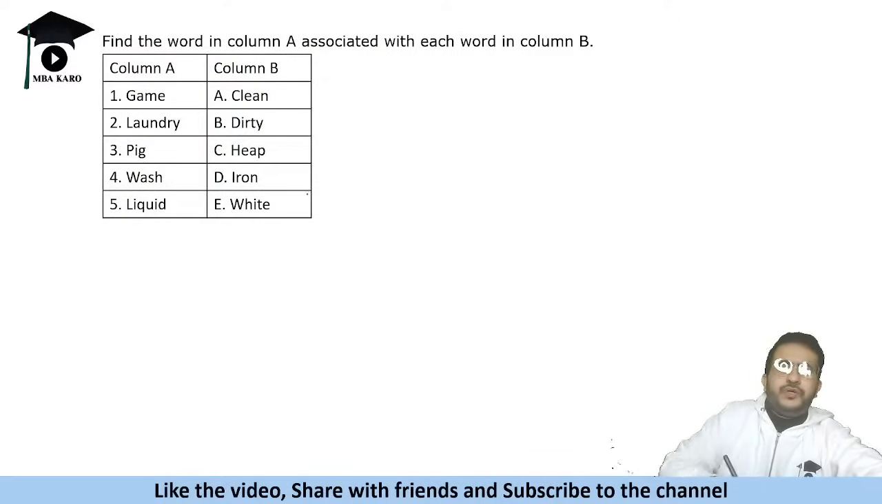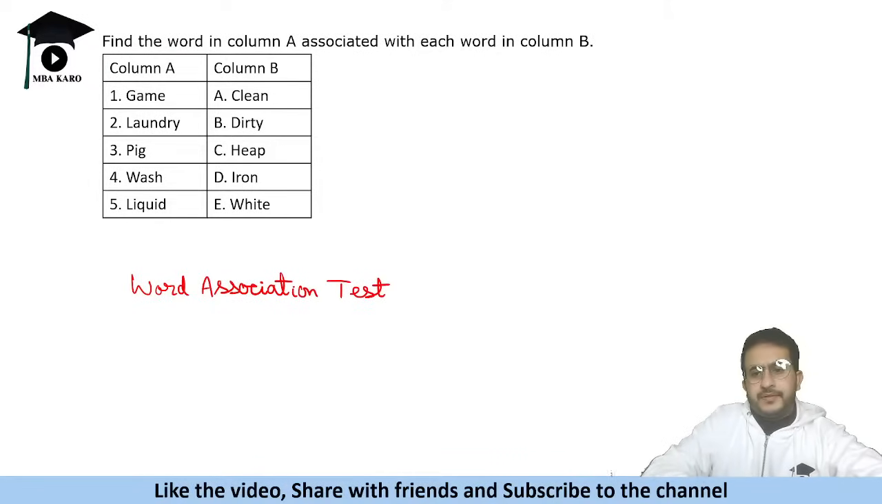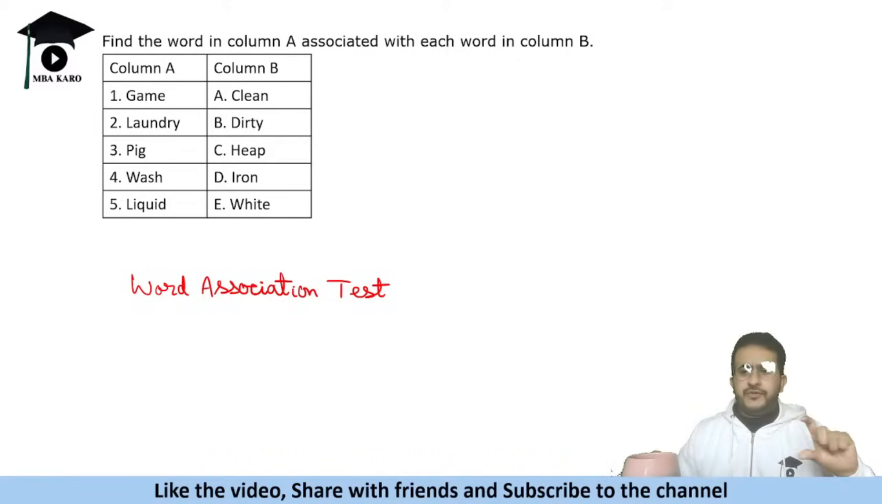Now, this is called word association test. You can find 3 to 5 questions from this topic in MICAT in the divergent and convergent thinking section, which is unique to this exam. Find the word in column A associated with each word in column B. Column A and B will be given like this. You will be given 4 or 5 words on each side, and they ask which of the words matches with all the words on both sides.